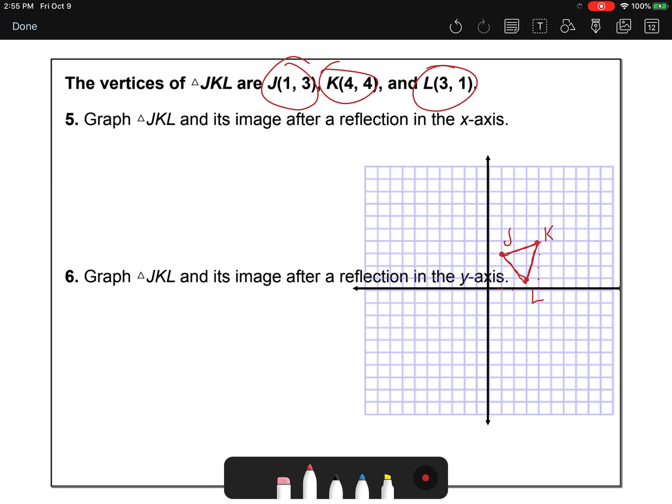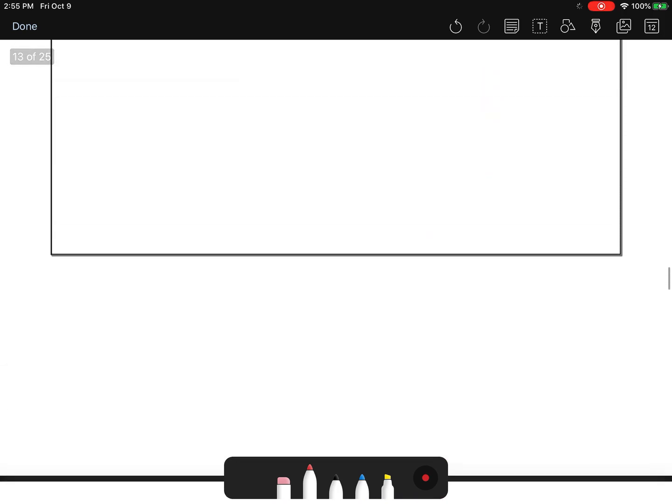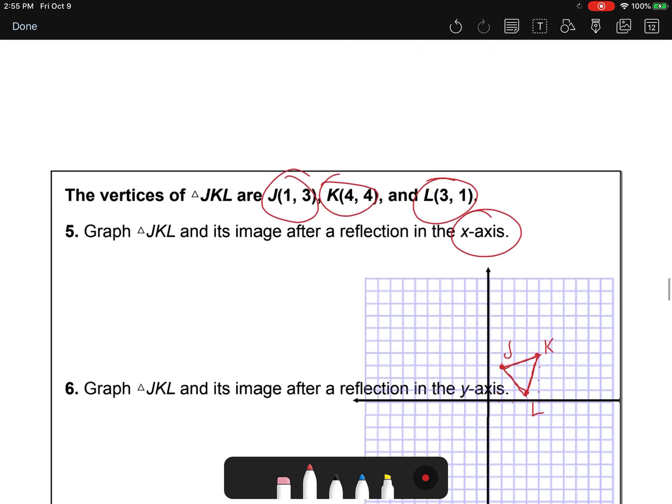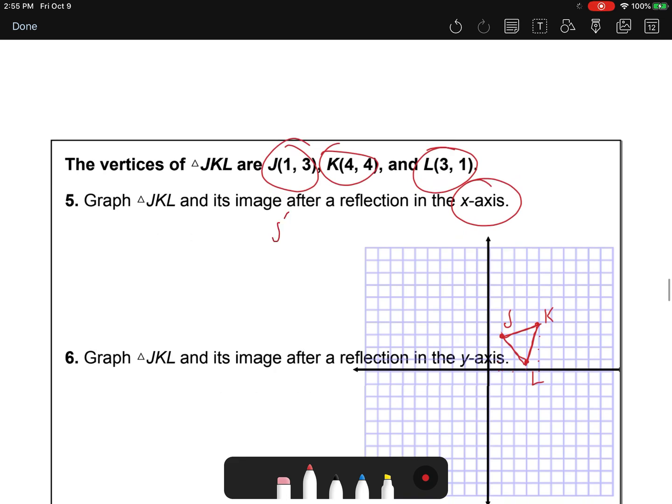Well, if you just look at these, we don't even have to graph it, okay? We can literally figure out what the new points will be just from this. If we reflect it on the x-axis, we negate the y. So instead of 1, 3, J prime will be 1, negative 3. Instead of K being 4, 4, K prime will be 4, negative 4. And L prime would be 3, negative 1.